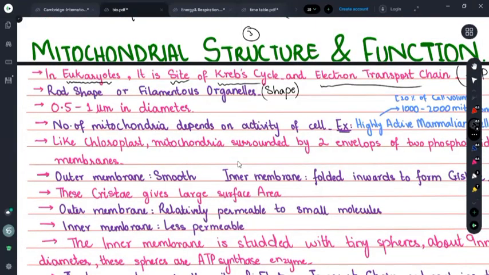Now, what is the size? You may have studied this in your AS bio, that the size of mitochondria is approximately 0.5 to 1 micrometer in diameter. Now, the number of mitochondria depends on the activity of the cell.